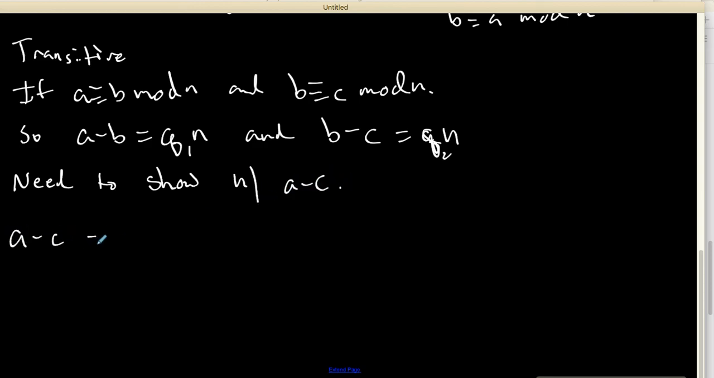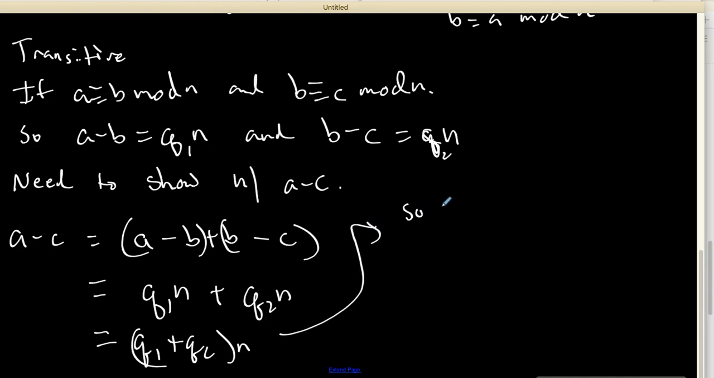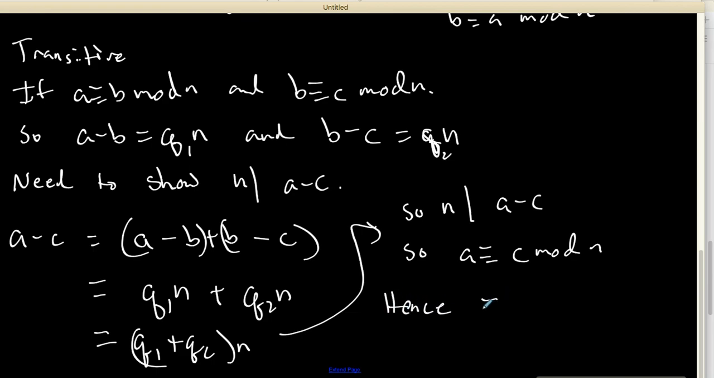Well, A minus C is going to be equal to A minus B plus B minus C, with parentheses around each. The first one is just Q1 times n, and the second is Q2 times n, and so we've got Q1 plus Q2 times n. What that says is n does divide A minus C, so A is indeed congruent to C mod n, and hence congruency mod n is an equivalence relation. And that is the end of this particular video.